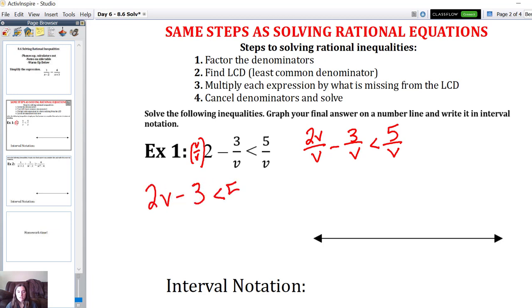2v minus 3 is less than 5. Adding 3 to both sides, 2v is less than 8. And dividing by 2, v is less than 4.